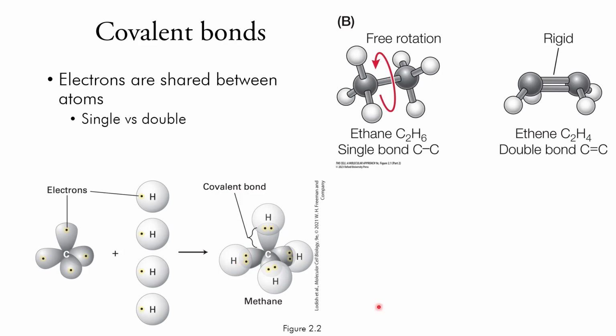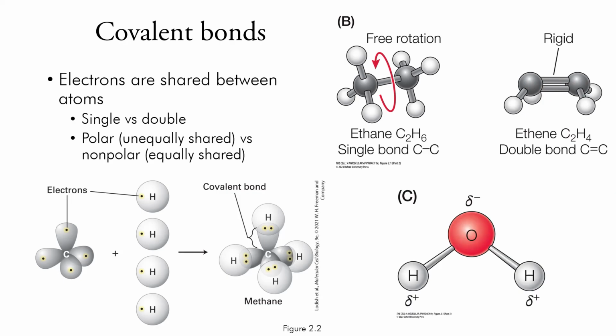Single bonds allow for free rotation of atoms around this bond, whereas if you have a double bond, that is to say 2 pairs of electrons being shared by 2 atoms, you don't get that kind of free rotation anymore. It makes for a very rigid bond. Down here with water, we have this polar covalent bond. Oxygen is more electronegative than hydrogen, so the electrons will spend more time around oxygen, making it partially negative, and conversely, the hydrogens that have the electrons for less time, they become partially positive. But they're not full charges by any means.